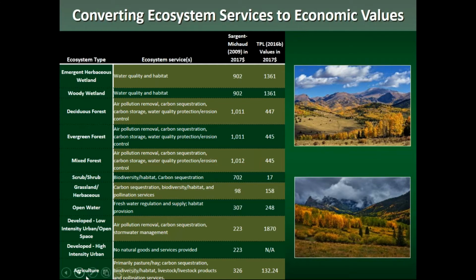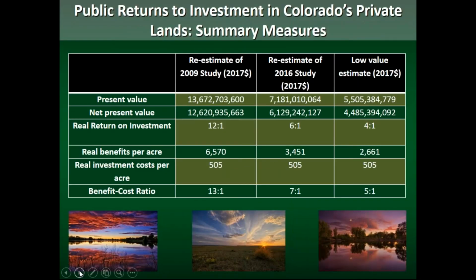Re-estimating the 2009 version, we ended up with a present value of $13 billion and a net present value of $12.6 billion, so a return on investment of 12 to 1. Per acre benefits of $6,500. Real investment costs were $505, and so the benefit cost ratio 13 to 1. Even using the low estimates, we come up with a positive return on investment of about 4 to 1, and a real benefit per acre of about $2,600.